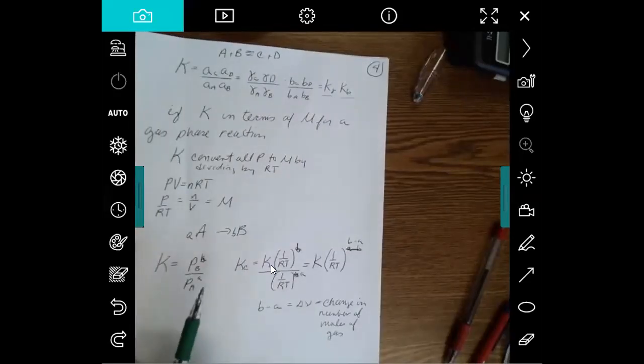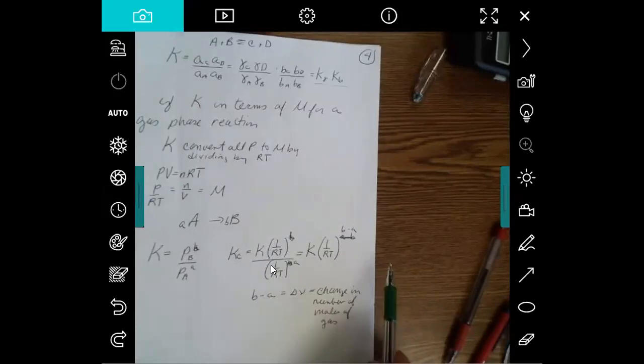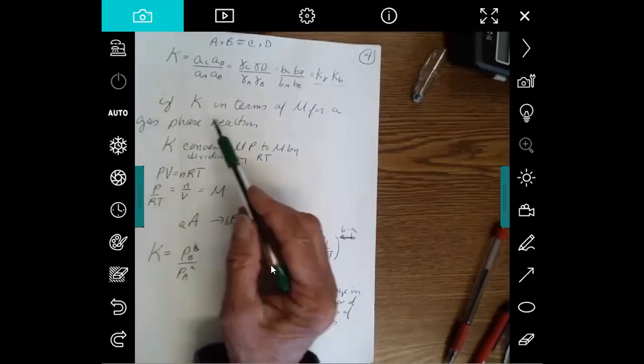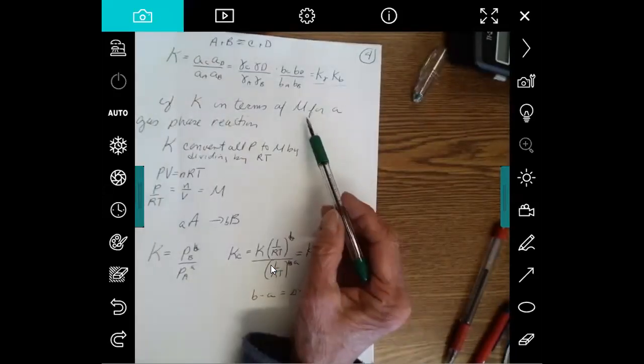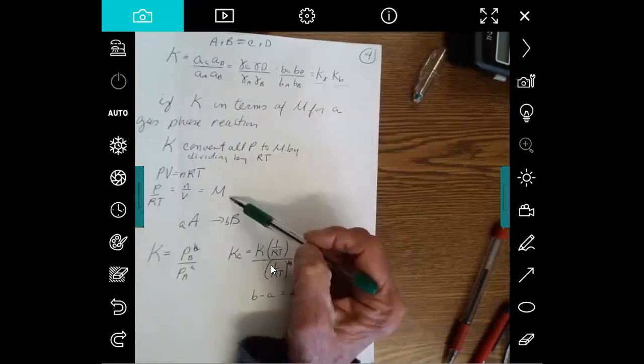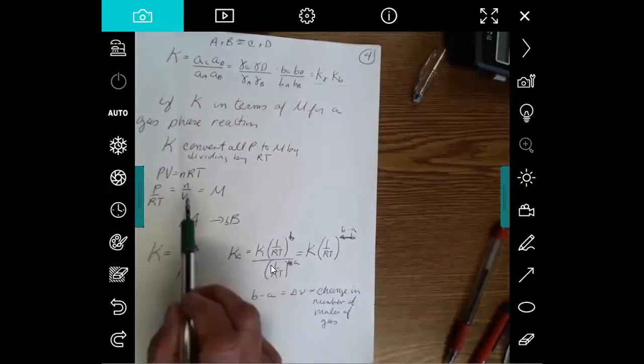So the other relationship between equilibrium constants that is important is if we're talking about gases, oftentimes we want to report the equilibrium constant in terms of concentrations. And with gases converting from pressure to concentration, it makes most sense to go to molarity instead of molality. And you'll see when we look at the ideal gas law here.